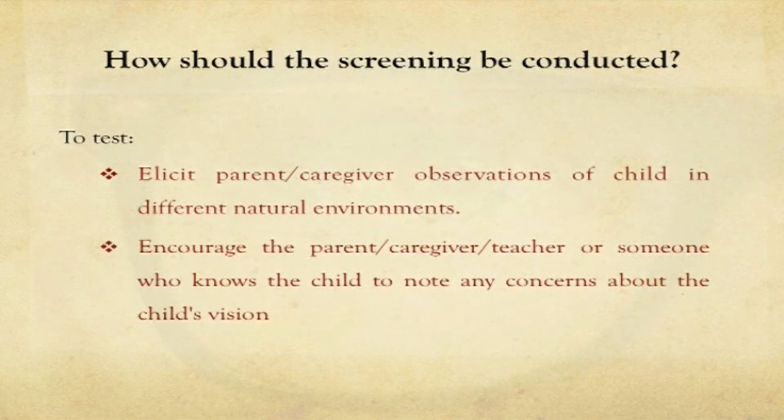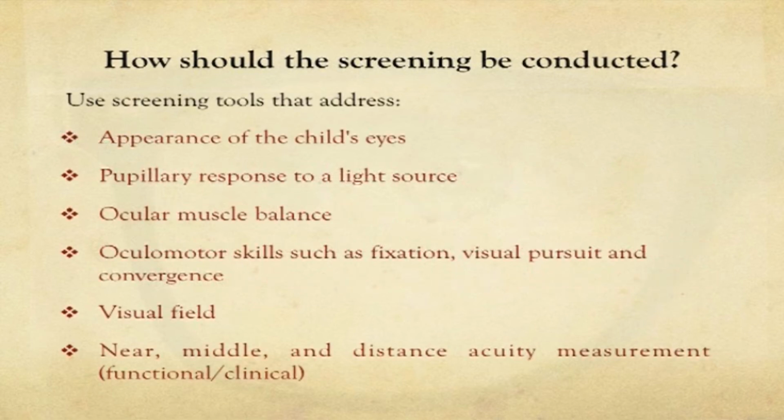Elicit parent or caregiver observations of the child in different natural environments. Encourage the parent, caregiver, teacher, or someone who knows the child to note any concerns about the child's vision. Use screening tools that address appearance of the child's eyes, pupillary response to a light source, ocular muscle balance, oculomotor skills such as fixation, visual pursuit and convergence, visual field, and near, middle and distance acuity measurement.